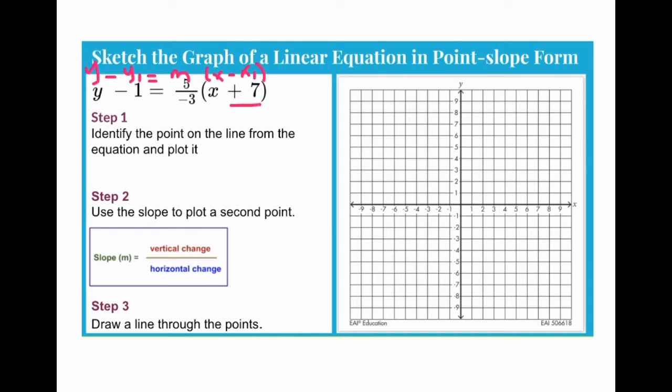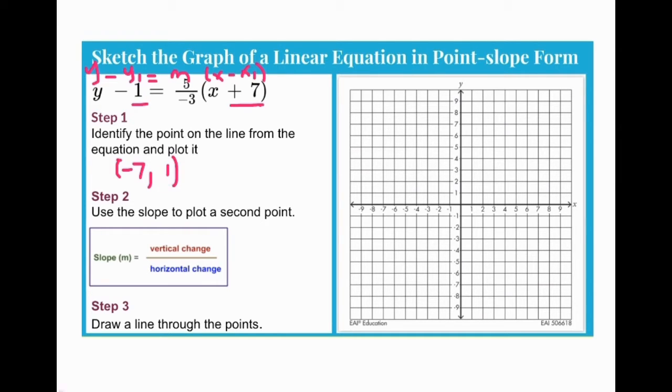So this is x sub 1 and this is y sub 1, and always remember you need to get the opposite since the operation in the equation is subtraction. So you need to get the opposite of 7. So the x-coordinate of the point is negative 7 and the y-coordinate is positive 1.